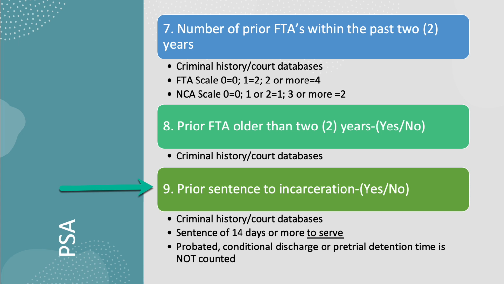The definition of prior sentence to incarceration is very specific. The sentence must be 14 days or more to serve. Probated time, conditional discharge, or other pretrial detention time is not counted.